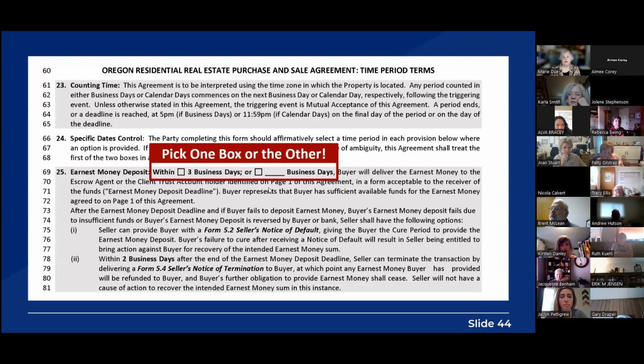Then again, if it's something special, you can always do an addendum that says the earnest money is going to be 50% on this date and then 50% on another date. You can actually put that in. Again, if it's looking for a number, hit the space bar. It will give you the ability to type in a letter. So yeah, 1 business day.